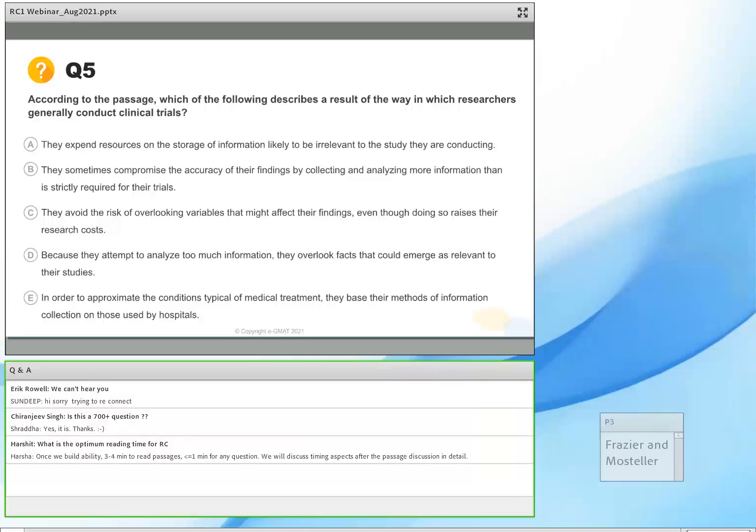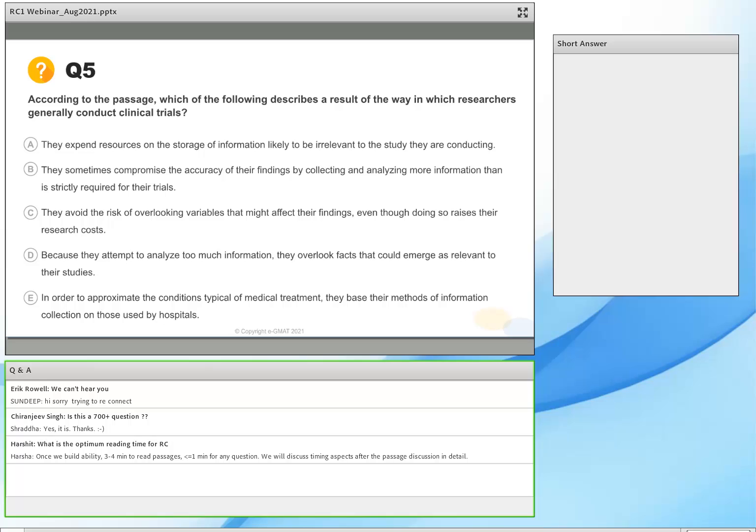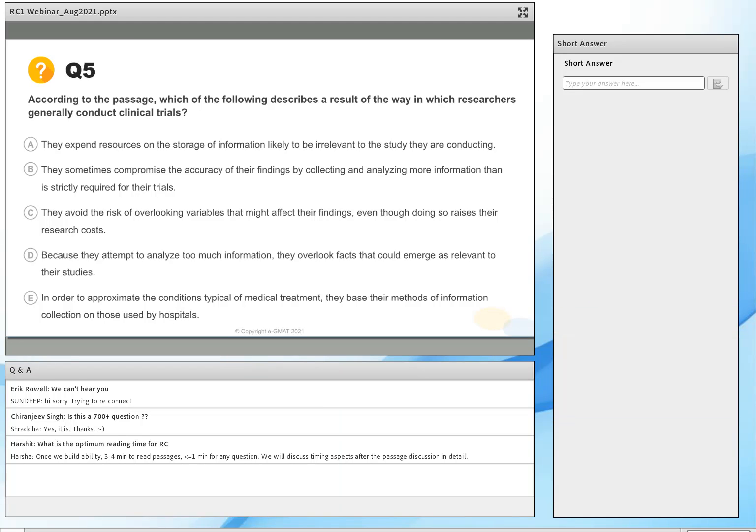But before that, I want to hear from you as to what your views are on this passage. I'm trying to get my short answer poll back here. So what are your views on this passage? Did you like it? Was it difficult? Was it easy? Maybe the passage was easy, but the questions were complicated, or the answer choices were difficult to understand. Making choices was difficult. How would you rate it?